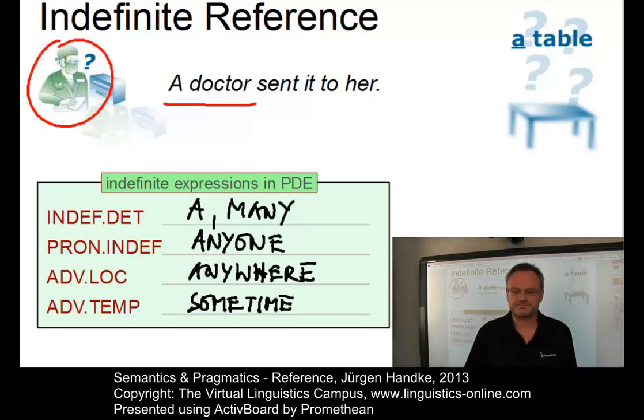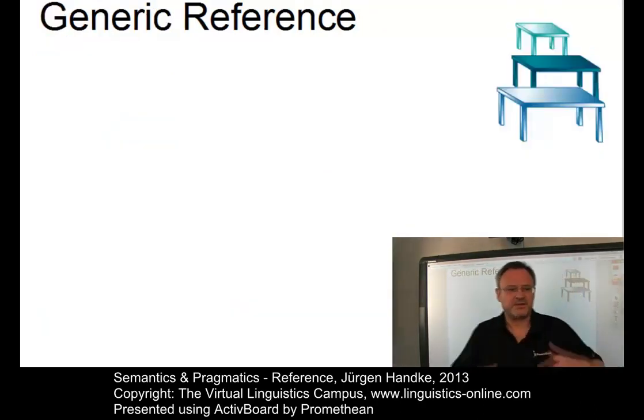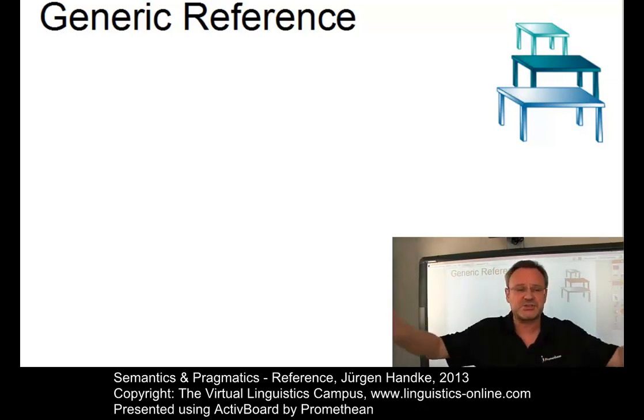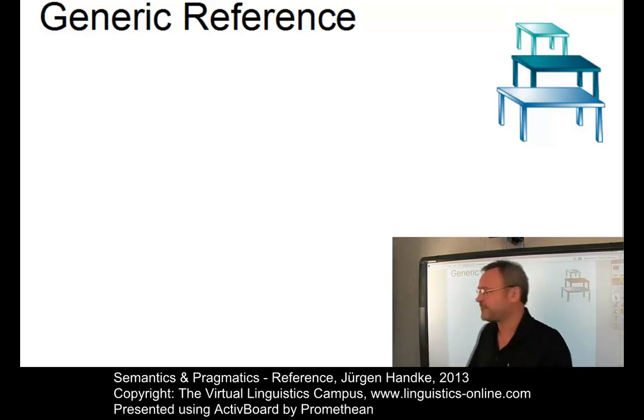Okay, let's look at generic reference next. Now, there are instances where potentially referring elements such as nouns do not pick out a particular entity but refer to a class of reference. This is called generic reference.